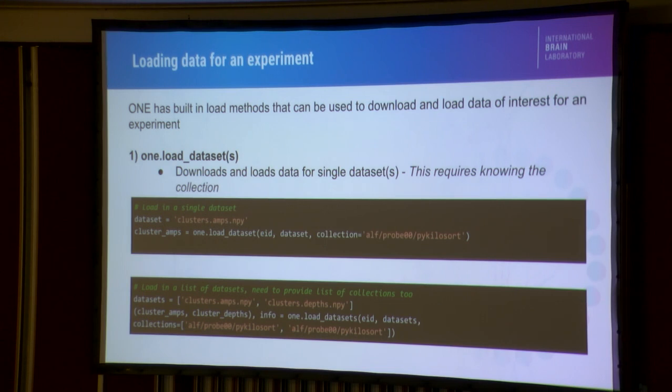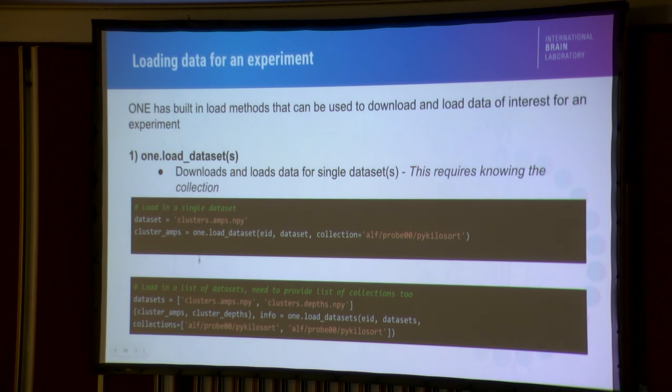Okay, so now we're going on to how you can actually load the data. Once you've used the search methods to find experiments of interest, and then used the list methods to see what data is available for those experiments, you can then download and load in the data. We have three ways to load the data. The first is using the one.load dataset methods. These allow you to download and load in individual or a list of datasets.